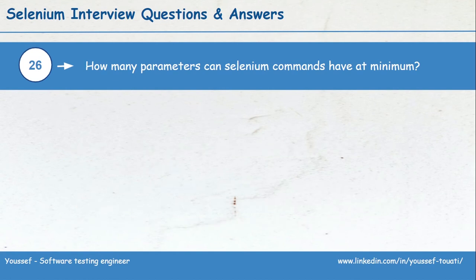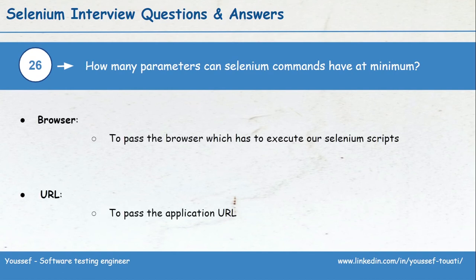Now, how many parameters can Selenium commands have at minimum? As it's the same question, we will continue with the third and the fourth parameter. The fourth parameter is the browser, to pass the browser which has to execute our Selenium scripts. And finally, URL, to pass the application URL.